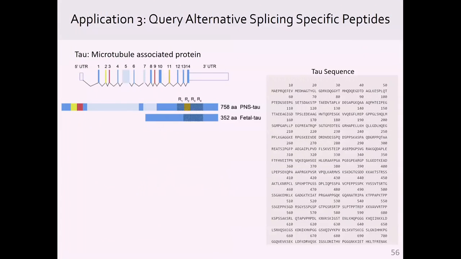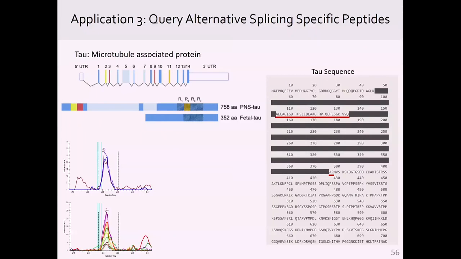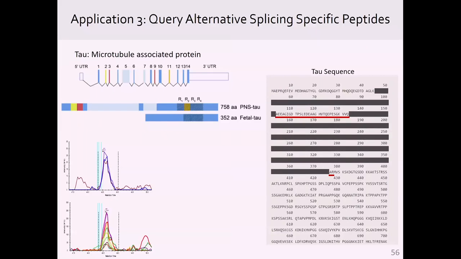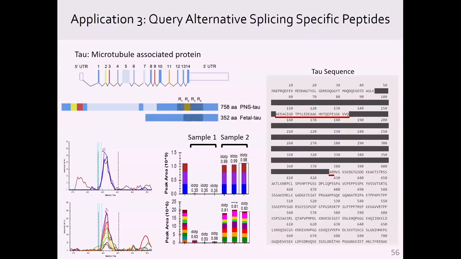Here was another experiment that was done in collaboration with a company. We were given some neuronal cell lines, and we were blinded to which samples were from fetal cells and which were from adult cells. One of the things that's different, of course, is there are some alternative splicing differences, and one is a much smaller sequence than the other, and there's this gap right here. We found a peptide that spans this splice junction, and it was completely absent from sample one, and it was present in all the cases of sample two.